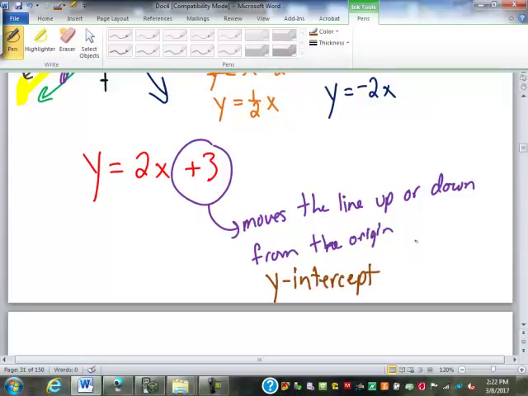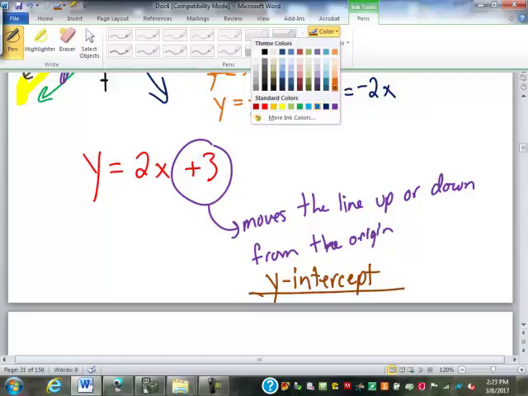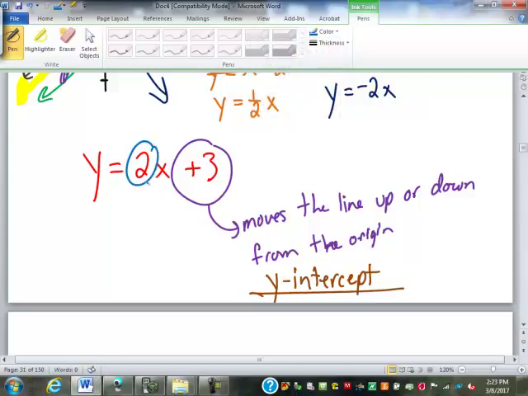The reason it's called the Y-intercept is that if we move up or down from the origin, that ends up being where our line crosses the Y-axis. So the term Y-intercept means that's where that line intercepts or crosses the Y-axis. The number that multiplies x changes the angle.